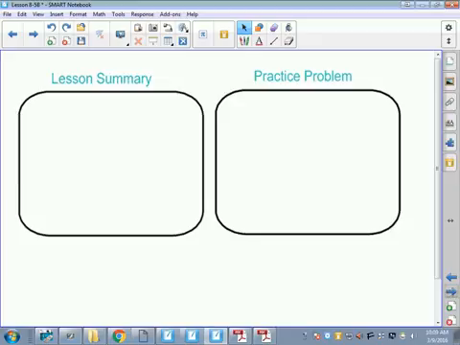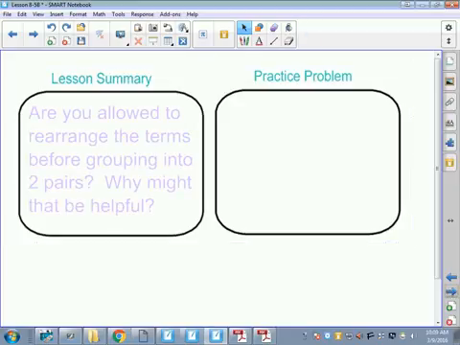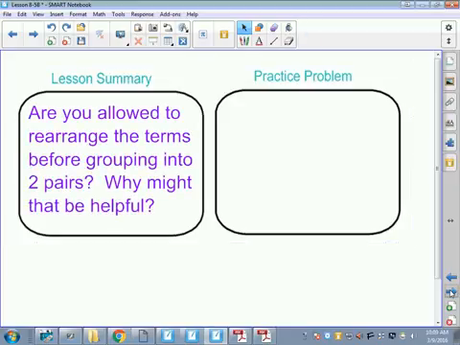All right, so lesson summary. Are you allowed to rearrange the terms before grouping into 2 pairs if you've got 4 terms in your polynomial? Why might that be helpful? What can you think of why you would want to do that? And practice problem. I've got a 4-termed problem for you. 2xy plus y minus 4x minus 2.